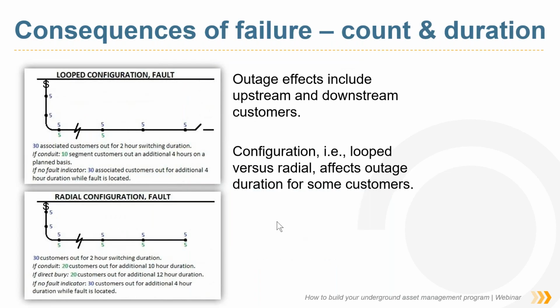Then the other thing you'll need to know for a given cable is who does it serve, and what happens when it fails. So I've shown here two taps. One of them is a looped tap, so you can see on the top one out there on the end, there's a switch. And so if it faults, the outage duration is going to be relatively short. And the one below is a radial tap. There's no switch on the end. And so the relevance of this is that if I have a cable fault, those customers are going to see different effects based on the configuration of the system. And so you want to take cognizance of that when you're thinking about consequences of failure.